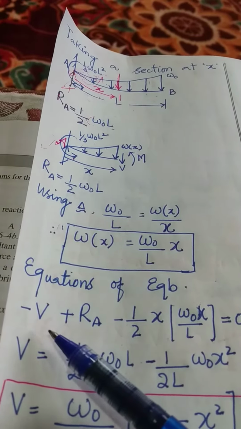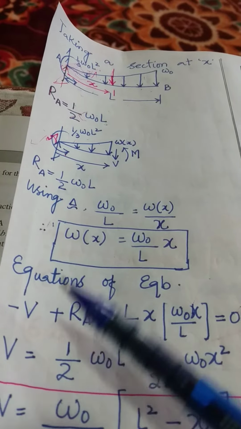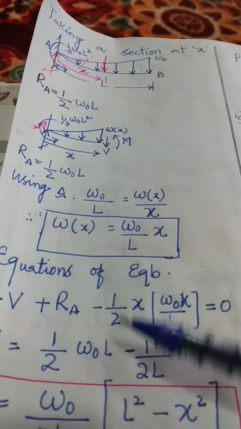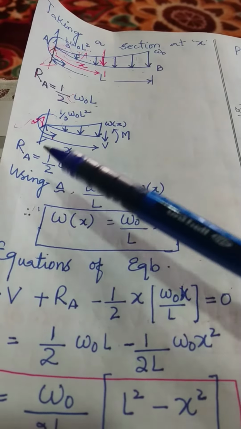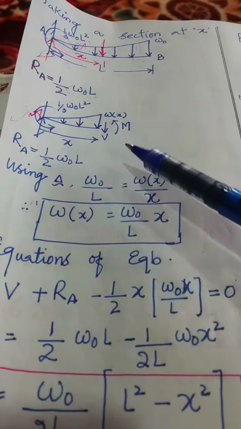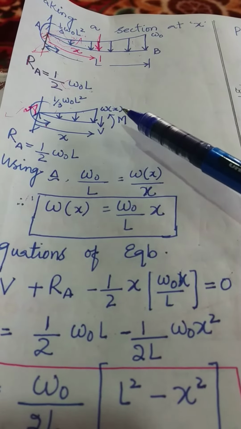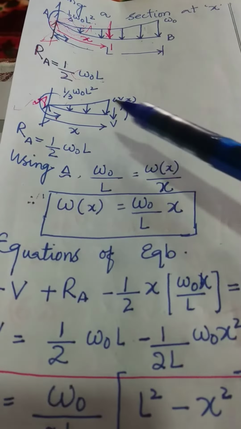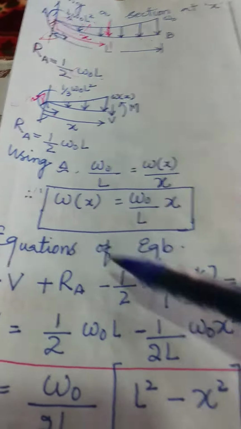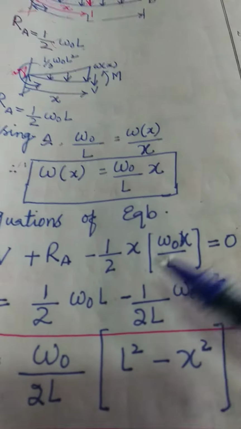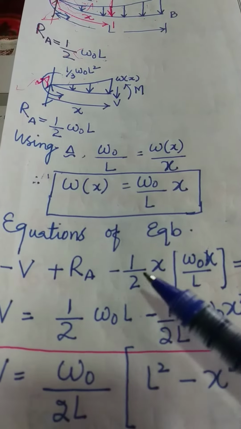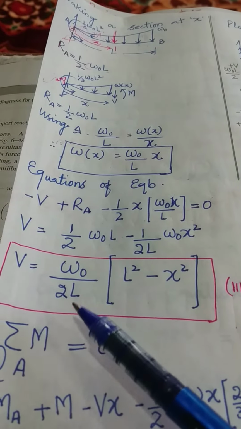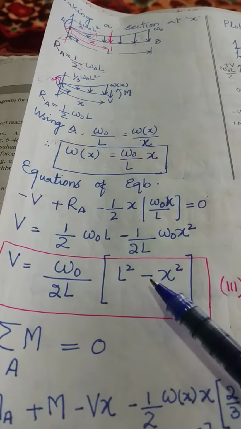So writing the equations of equilibrium, we write minus V, because the shear force we are assuming to be acting downwards, Ra is acting upwards, minus 1/2 of base, that is X, multiplied by the perpendicular, that's equal to W of X, but W of X is equal to W0 by L into X. There's no other force acting on the beam along the y-axis, so we put it equal to 0. Once we do the algebraic calculations, we obtain the value of V. The value of V comes out equal to W0 by 2L into L square minus X square.